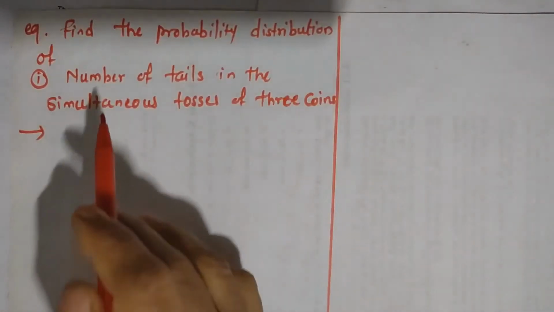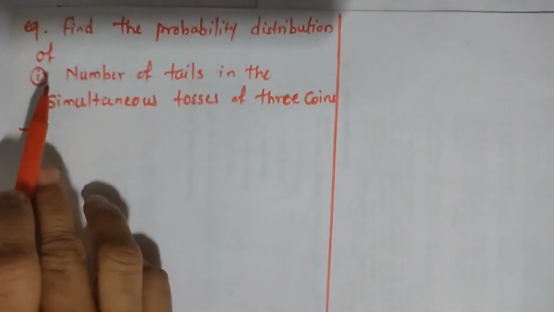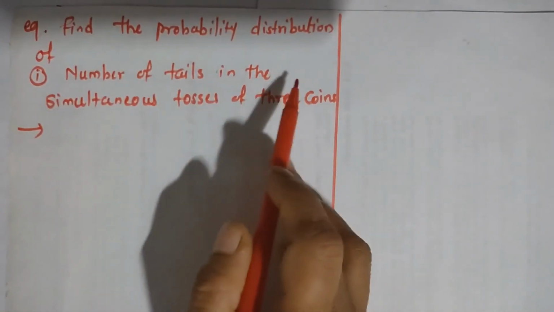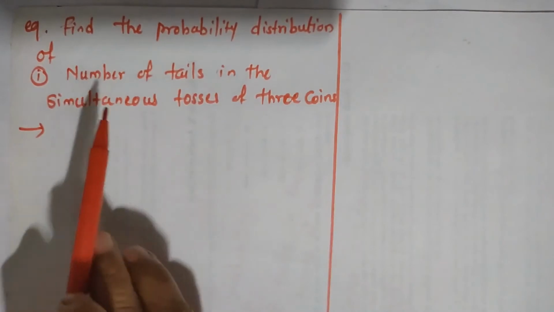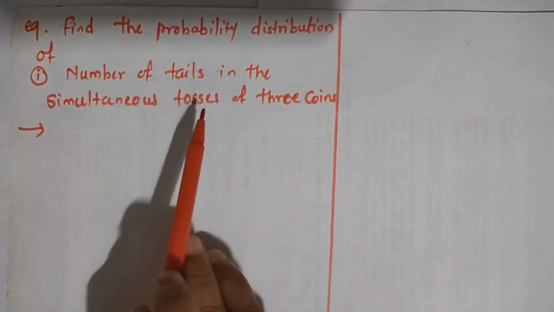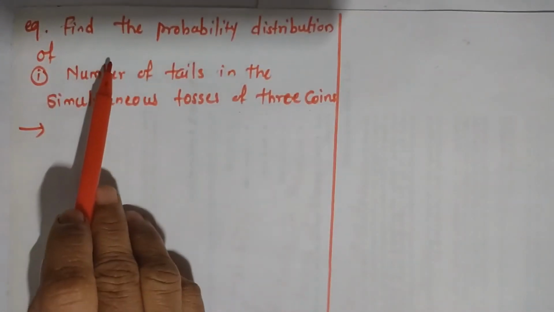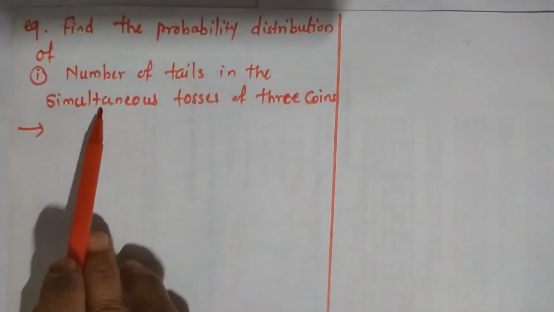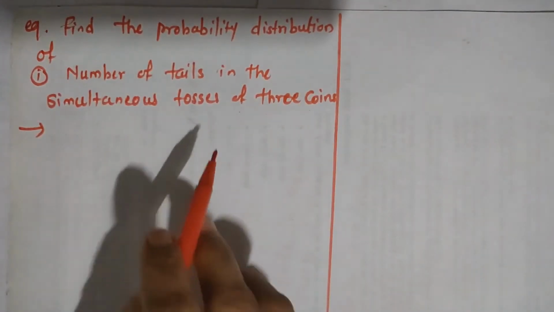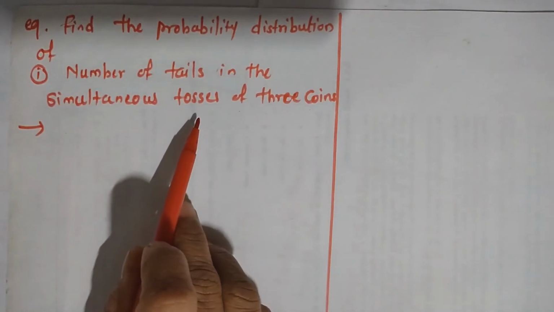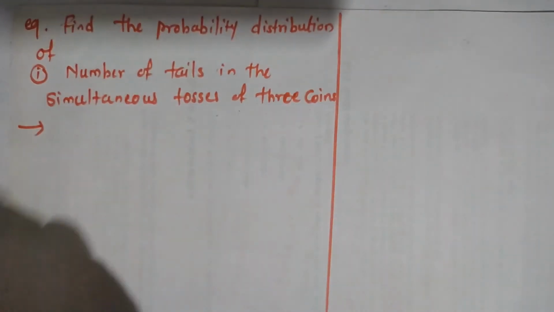Now see the example on probability distribution. Find the probability distribution of the number of tails in the simultaneous tosses of 3 coins. So here the random experiment is 3 coins are tossed and the random variable is the number of tails in the simultaneous tosses of 3 coins. So first find out the sample space of tosses of 3 coins.